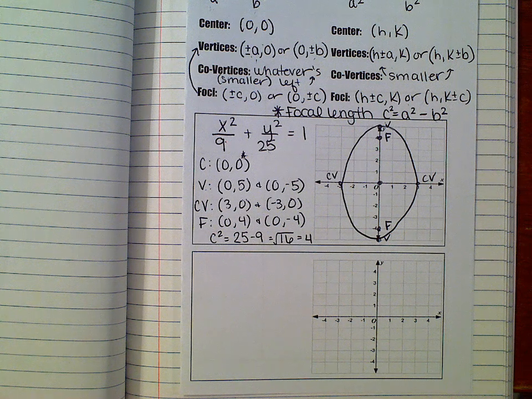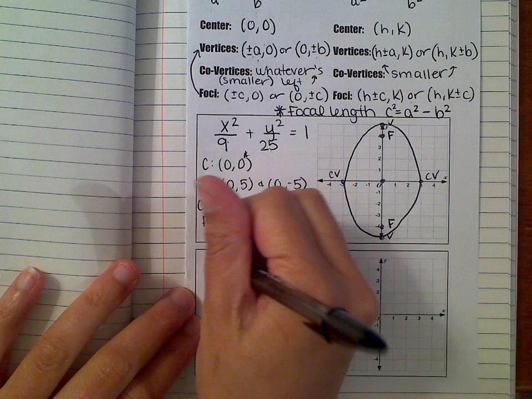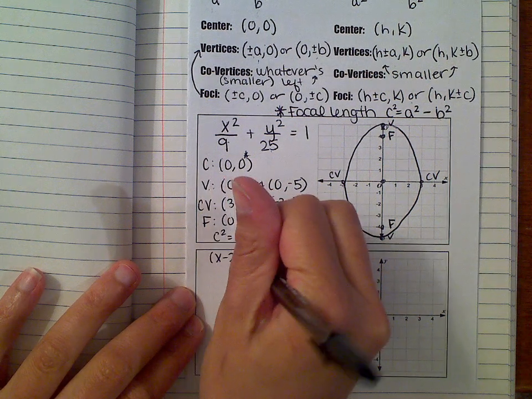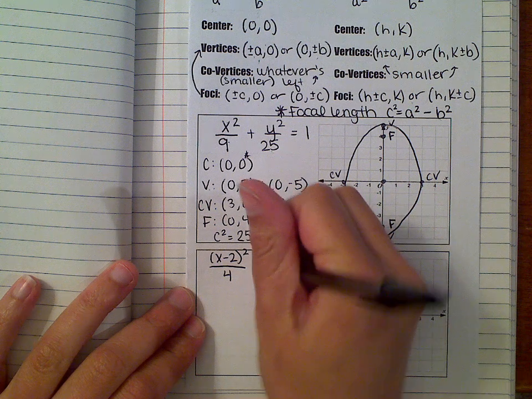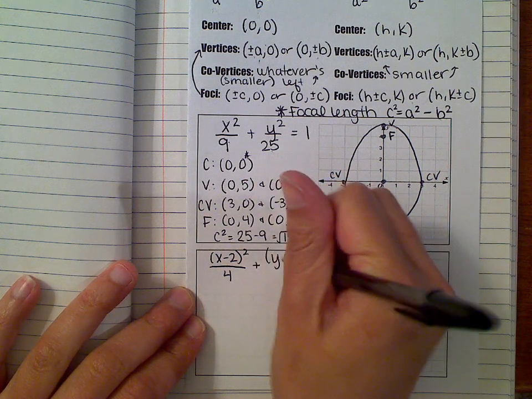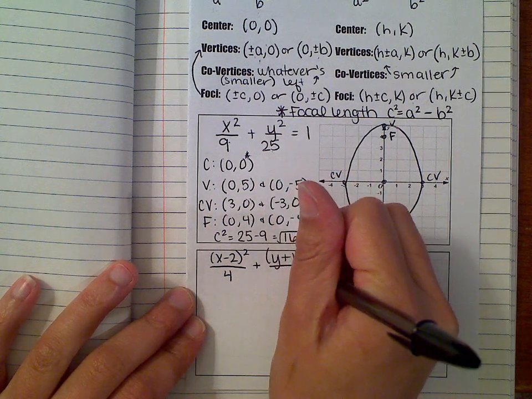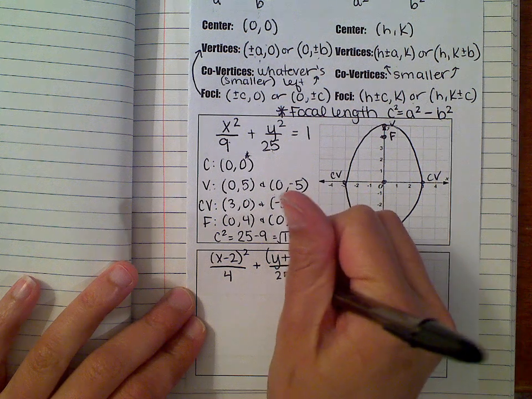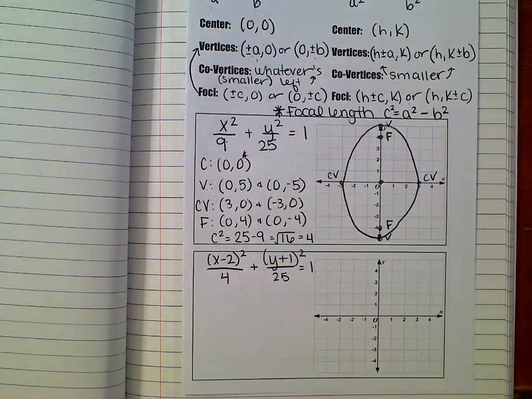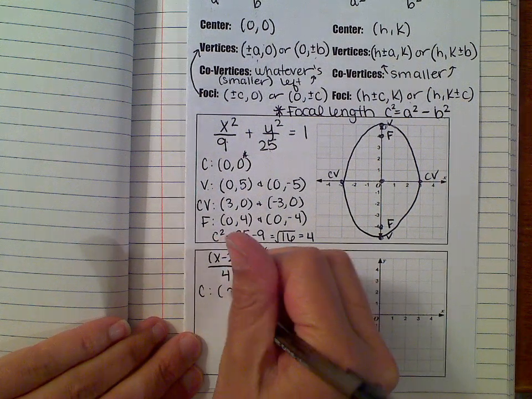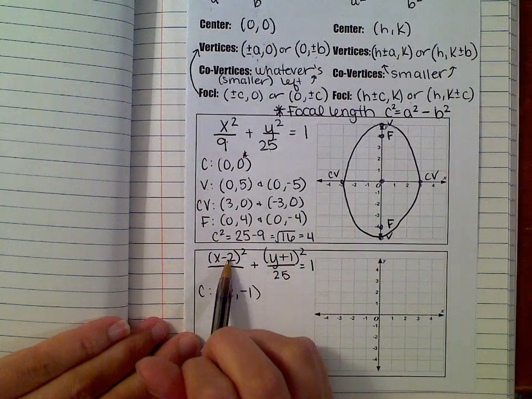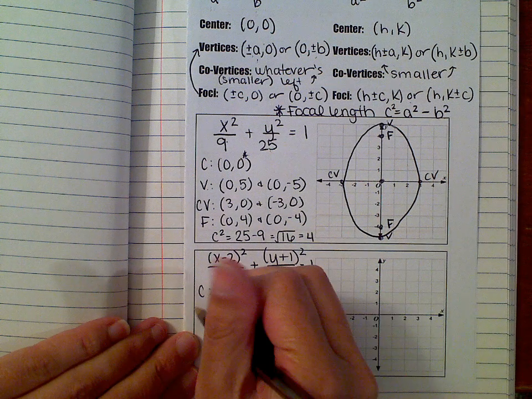Okay? One that's slightly harder because it has a different center. So I got x minus 2 squared over 4 plus y plus 1 squared over 25 equals 1. Okay, so we got a center at 2, negative 1. That's 2 and negative 1, always opposite.